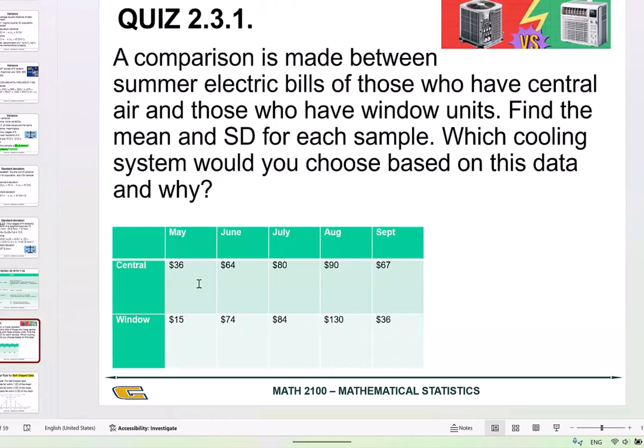So here, look at this quiz. We want to compare the efficiency in terms of electric bills for central air and window air conditioner. We look at the electric bill for a family who uses central air, and another family of the same size who uses window air. So here's the bill for each family. The question is to find the mean and the standard deviation for each sample, and then look at which cooling system you would choose based on the data.